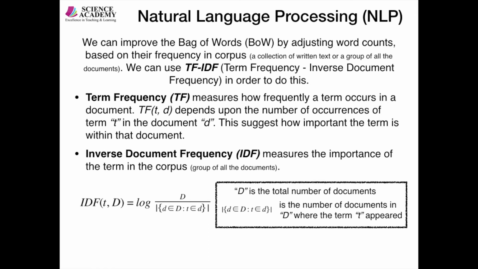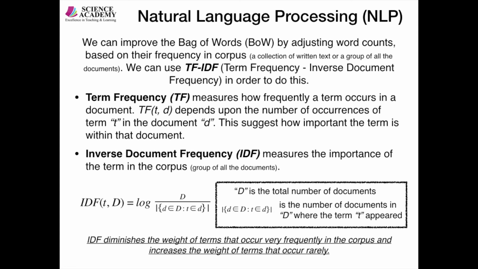On the other hand, inverse document frequency measures the importance of the term in the corpus, in the group of all the documents, and is equal to the log of capital D, where capital D is the number of documents, divided by the number of documents in the corpus where term T appeared. So IDF actually diminishes the weight of the term that occurs very frequently in the corpus, and it increases the weight of the term that occurs rarely.